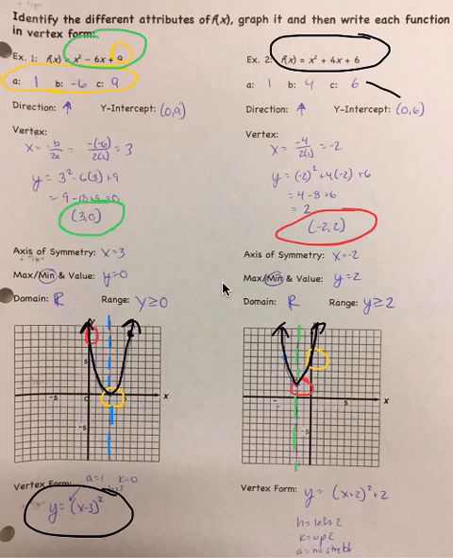Vertex form. So our vertex is negative 2, 2. We know our a value is still 1. So we shifted left 2. That means it's going to be x plus 2. And we moved up 2. So plus 2 on the outside. So y equals the quantity x plus 2 squared plus 2. And that is our standard form on quadratics.